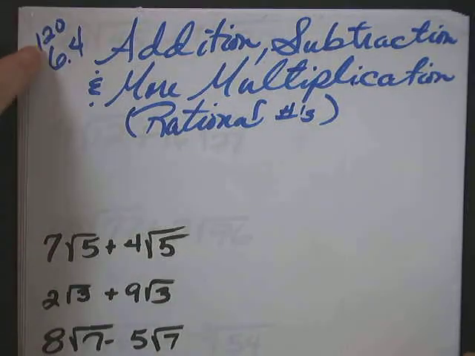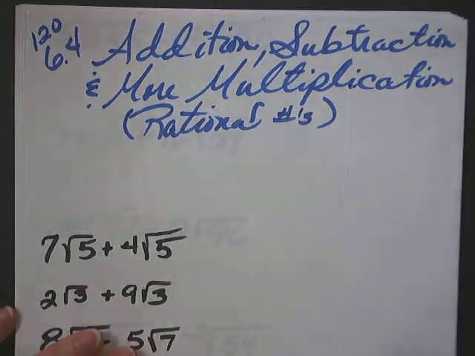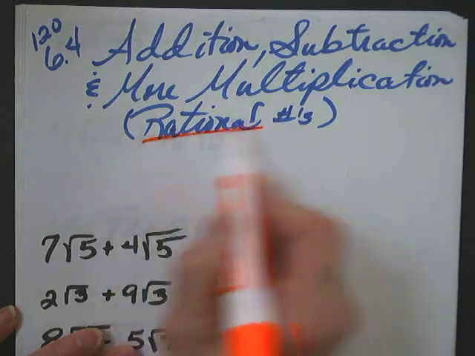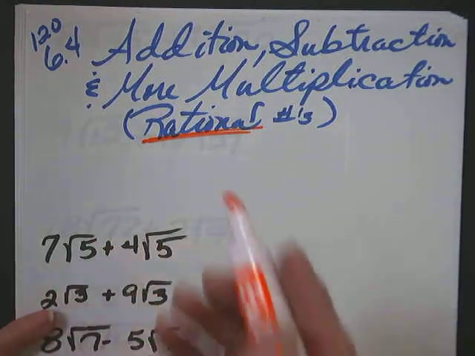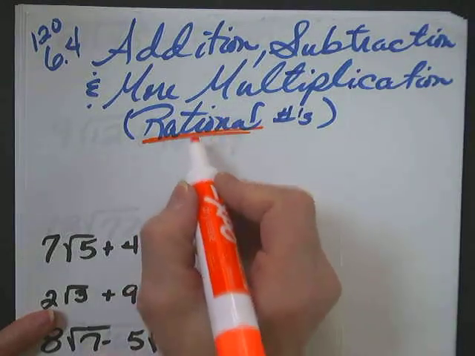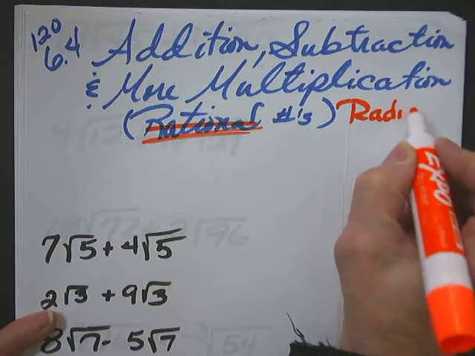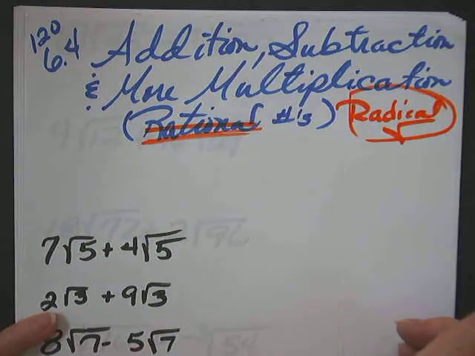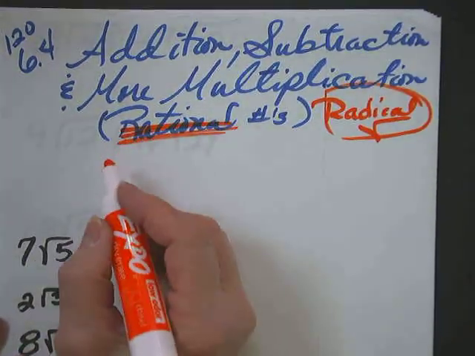Okay, 6.4, adding, subtracting, and or multiplication, which is what it's labeled. This is actually talking about rational numbers, not just adding and subtracting anything. Rational, not rational, radical. We're doing square roots, right? Okay, not rational, we're doing radical numbers.